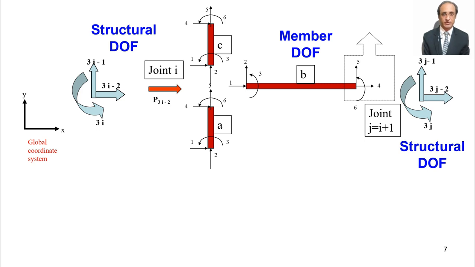So we have the member degrees of freedom, they refer to a particular element and they can be from 1 to 6. Whereas the structural degrees of freedom, they depend on the joint number. So we have here 3i, 3i minus 1, 3i minus 2, and this side we have 3j, 3j minus 1, 3j minus 2, where j we assume is the next joint, next to i, so it's i plus 1. So each member degree of freedom in the global coordinates, that is 1 to 6, corresponds to a particular structural degree of freedom.